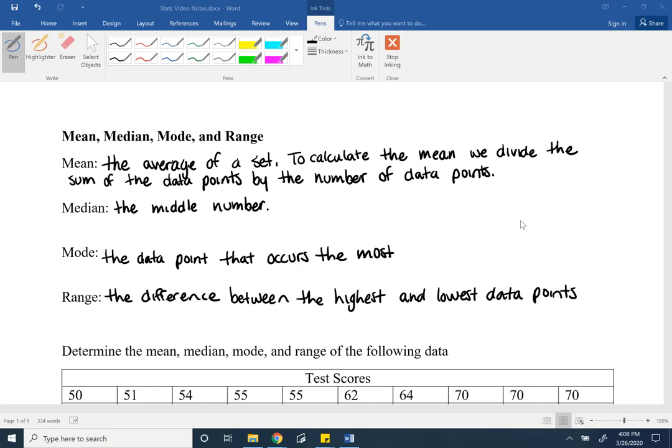So when I talk about the mean of a data set, I'm talking about the average of it. How we're going to calculate that is we have to calculate the mean by finding the sum of the data points, and then we're going to divide by how many data points we have.